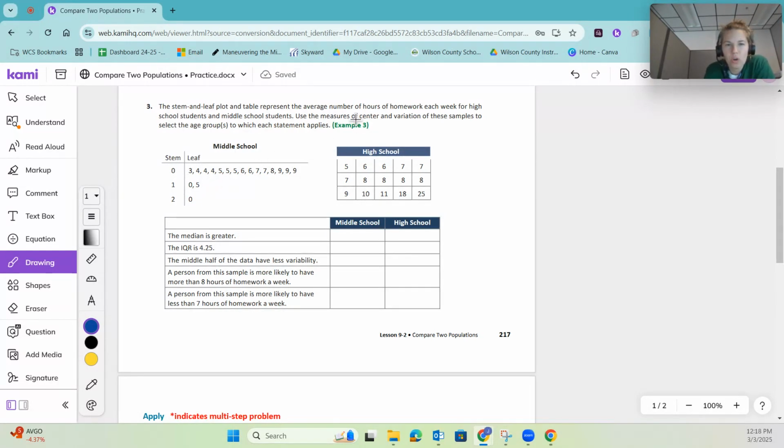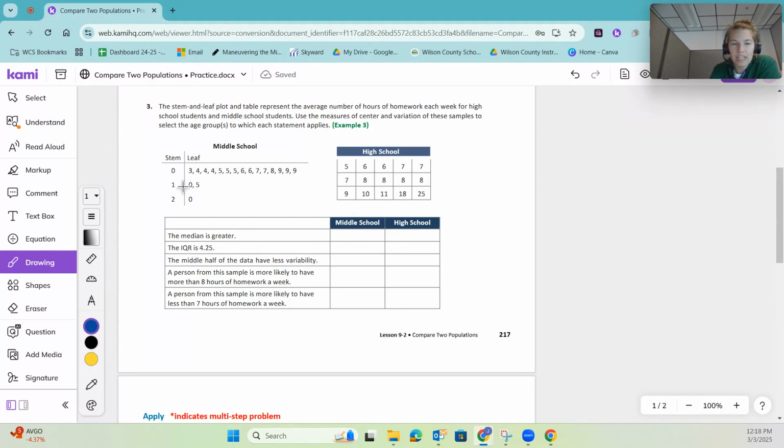The stem and leaf plot and table represent the average number of hours of homework for each week for high school students and middle school students. Use the measures of center and variation of these samples to select the age group to which each statement applies. So the median is greater.